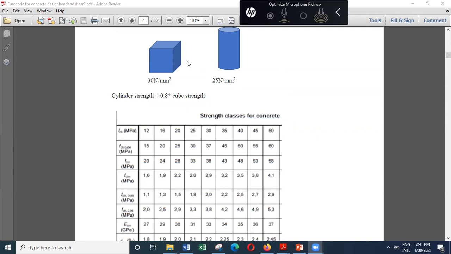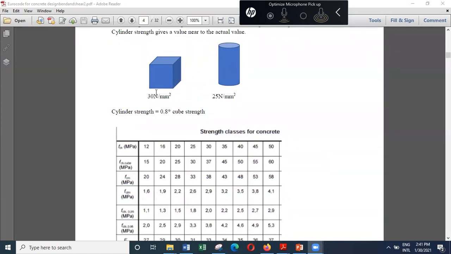But the question is, which one gives the correct strength? Cube strength or the cylinder strength? Which one gives the actual strength, the real strength? Can somebody answer? Which one gives the actual strength of concrete? Cube strength or the cylinder strength? The answer is cylinder strength. Then the next question is, why?